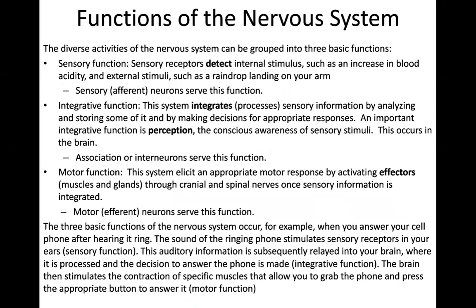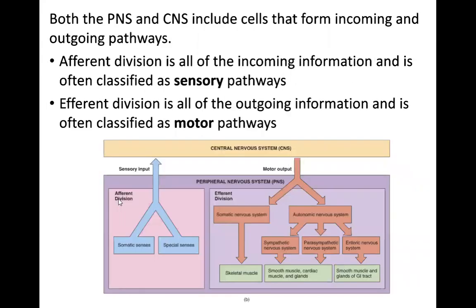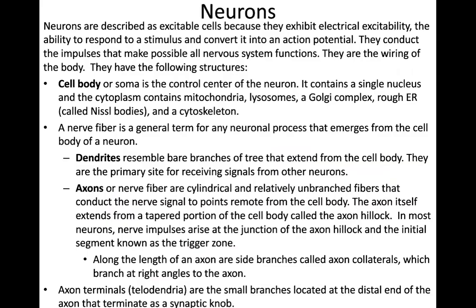If I go back to this page, we talked about the functions of the nervous system. Okay, we said that the sensory function was performed by sensory afferent neurons, whereas the motor function was performed by motor or efferent neurons. Now you can see why or where those terms come from. So you'll see sensory and afferent kind of used interchangeably. Motor and efferent pretty much used interchangeably. Speaking of neurons, let's talk about them right now.